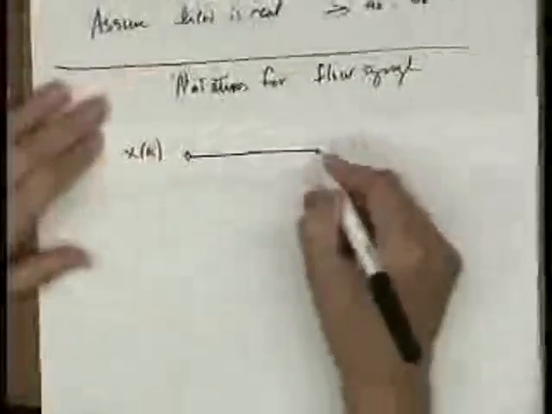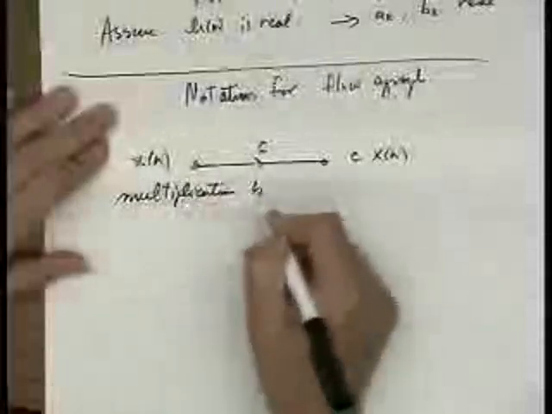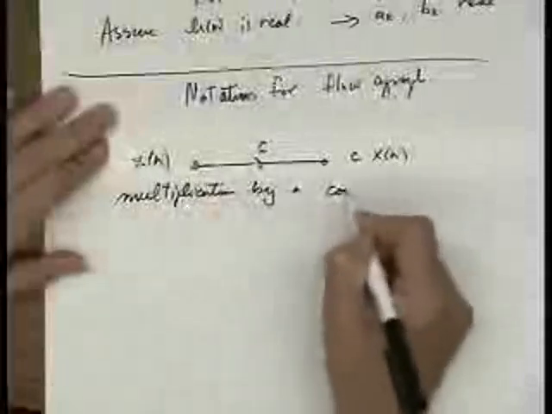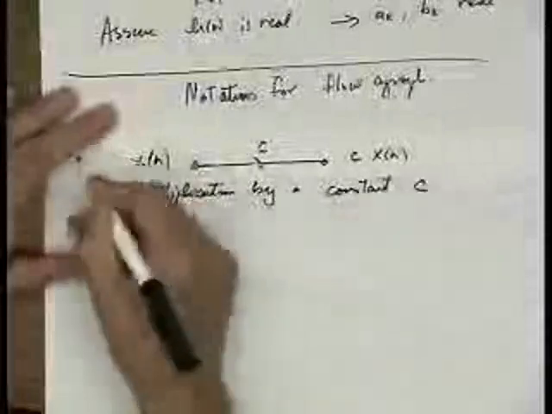And so here we go. If I start with x of n, and I want to multiply it by a constant to get c times x of n, I just denote it by that. So this is multiplication by a constant c. So that's number 1.